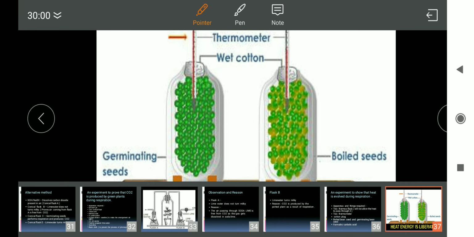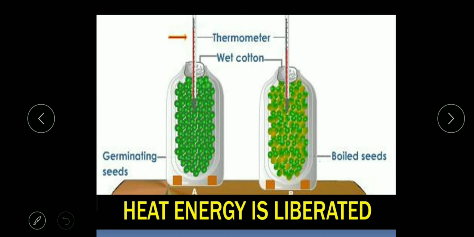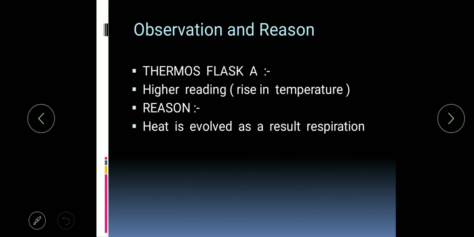So what you observe in this, here the temperature is shown over here only, and here the temperature is rising more. So in flask A, the germinating bean seeds have performed the process of respiration, as a result of which heat energy is produced, and when heat energy is produced there will be more rise in temperature as compared to flask B, whereas in flask B the seeds are boiled, so there will be no process of respiration, so there is no release of heat energy, and that is why there will be no such rise in temperature.